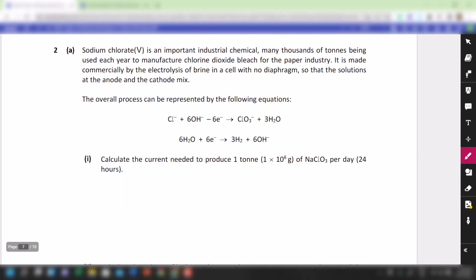Okay, for question 2a, over here we have sodium chlorate. It is an important industrial chemical. Many thousands of tons are produced or used each year in the manufacture of chlorine dioxide bleach for the paper industry.